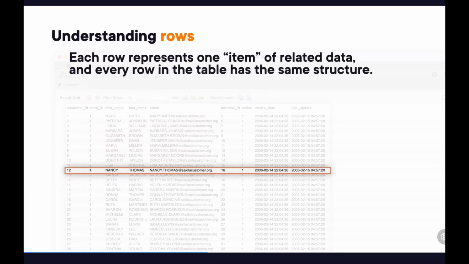That's because within each table, every row is going to have the same structure. It's going to have the same arrangement of columns. So one way this is different from the idea of a spreadsheet is that tables in a relational database are intentionally not flexible.